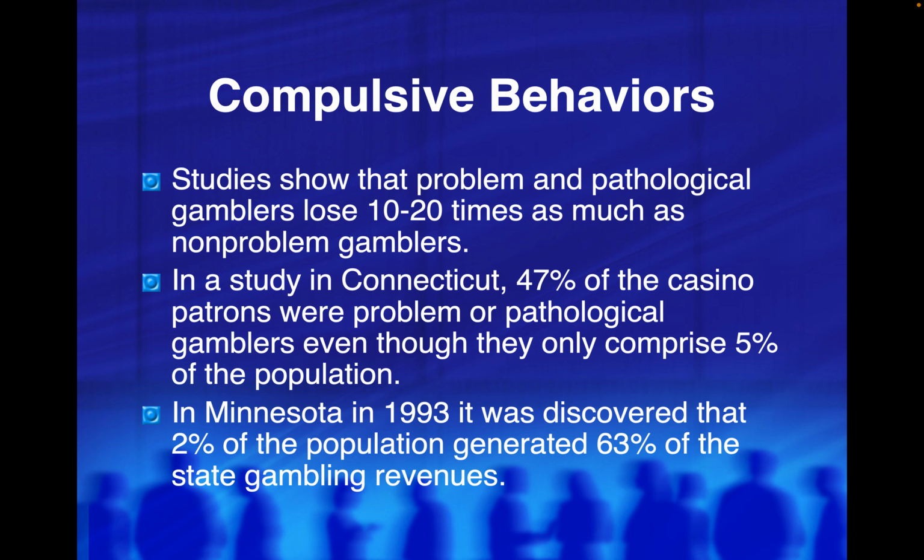Studies show that problem and pathological gamblers lose 10 to 20 times as much as non-problem gamblers. In a study in Connecticut, 47% of the casino patrons were problem or pathological gamblers, even though they only comprised 5% of the population. In Minnesota in 1993, it was discovered that 2% of the population generated 63% of the state gambling revenues.